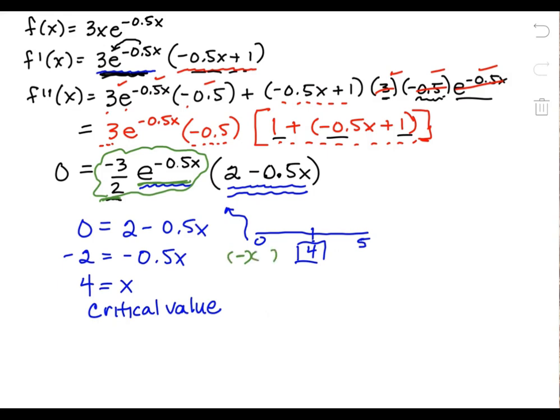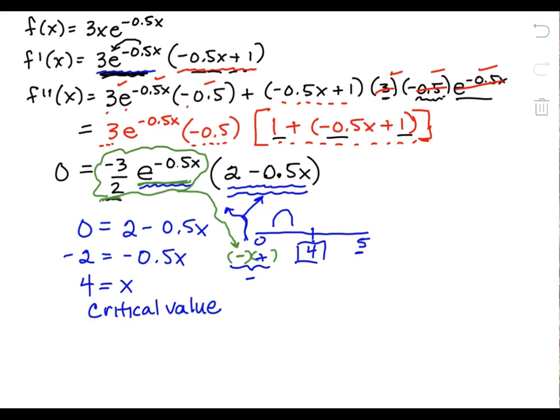Now what we need to figure out, so that negative sign came from there. Now what we need to figure out is what happens when I put 0 into that factor. Will I get a positive or negative result? And if I put 0 in for x, I'm going to get 2, so that's a positive result. And a negative times a positive is a negative, so that portion is going to be concave down.